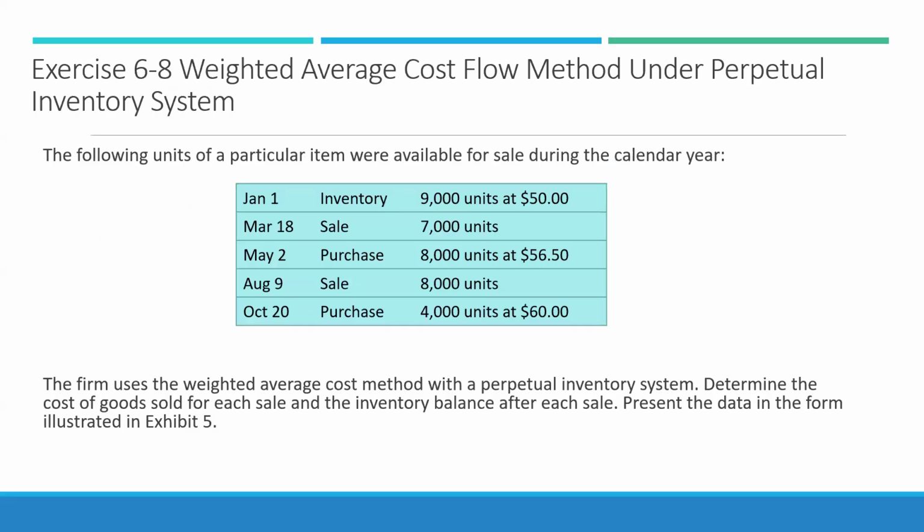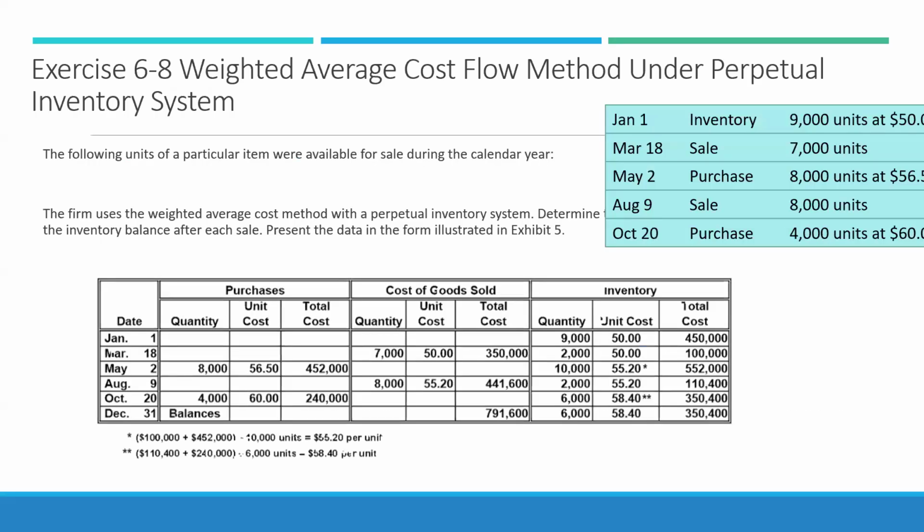And then to compute the weighted average cost, every single purchase, we have to recalculate our unit cost. And then we can calculate from the unit cost what our sales should be going forward. So our initial purchase of 9,000 at 50, then we sell 7,000 of it. So we have 2,000 at $50 and 10,000 at 56.50.